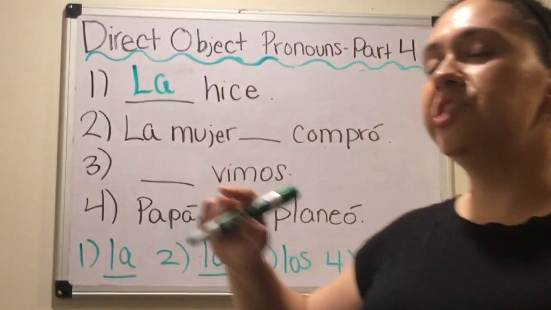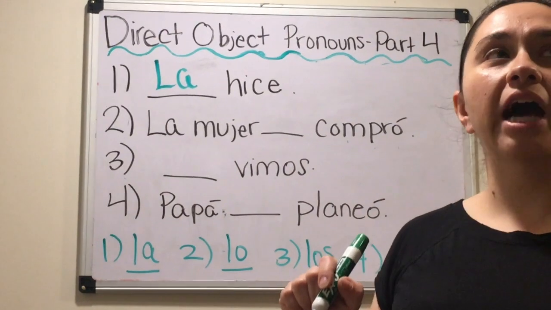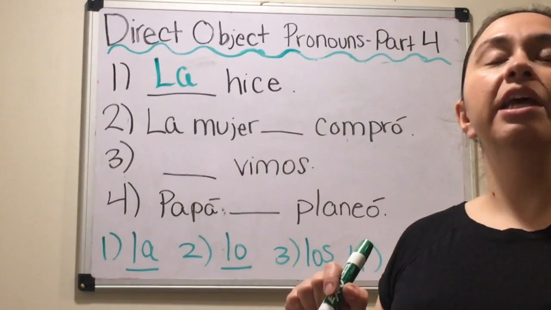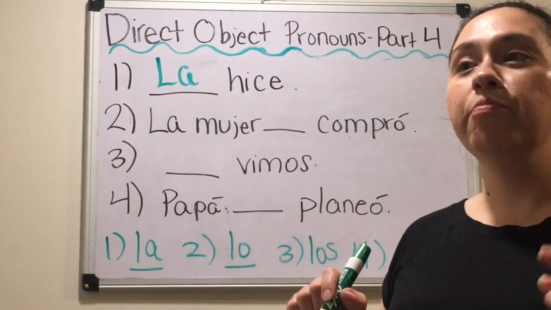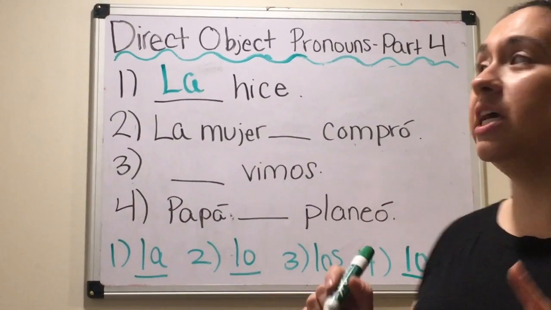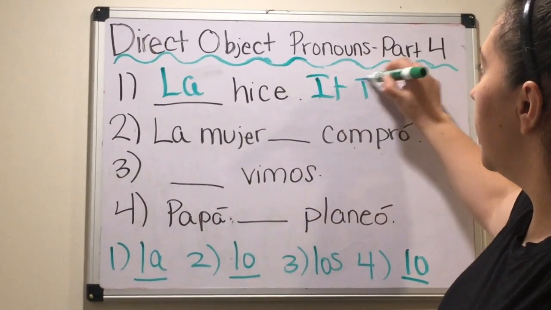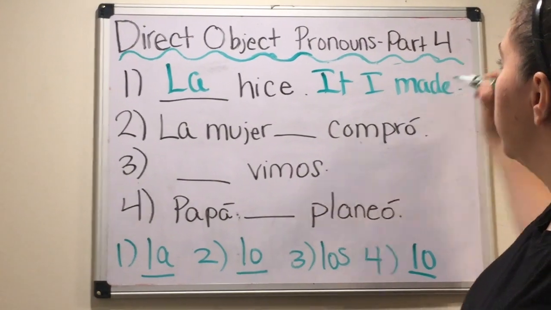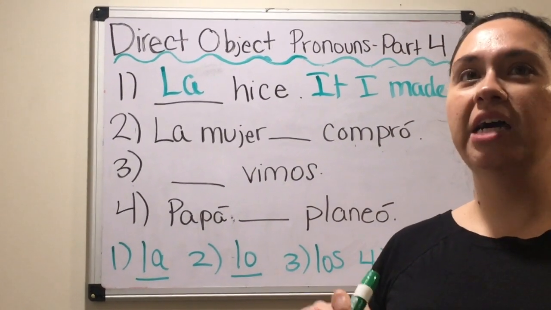So our original sentence, hice una reservación, I made a reservation. And in English, we would say I made it. But in Spanish, what you're technically saying is it, I made. So think like Yoda. It, I made.